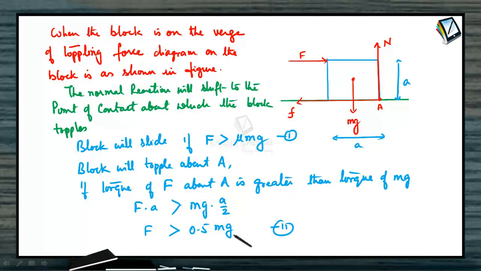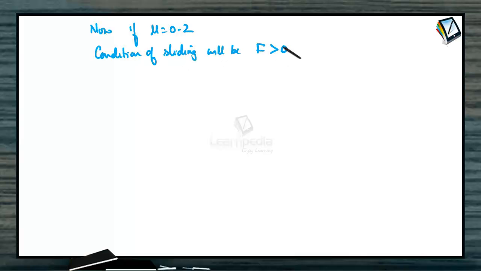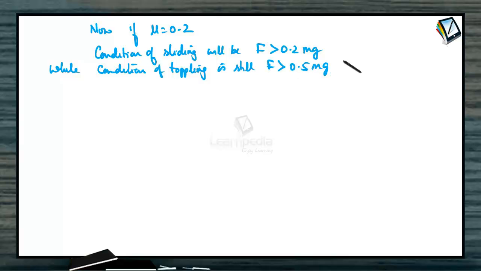Now, here it is given mu value as 0.2 in the second question, and in another third question the value of mu is given as 0.6. Let us estimate with the two values. Now, if mu is equal to 0.2, the condition of sliding will be F greater than 0.2 times mg, while the condition of toppling is still F greater than 0.5 mg. So what do you get? So it will slide before it topples.